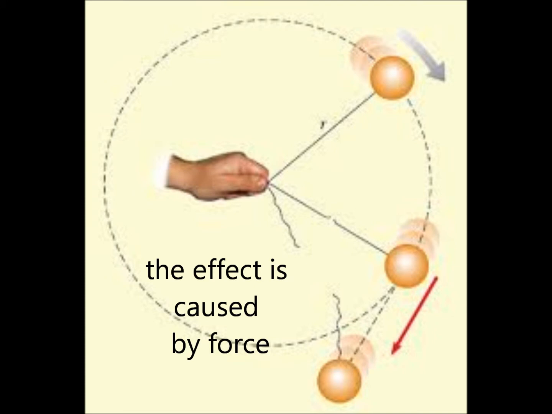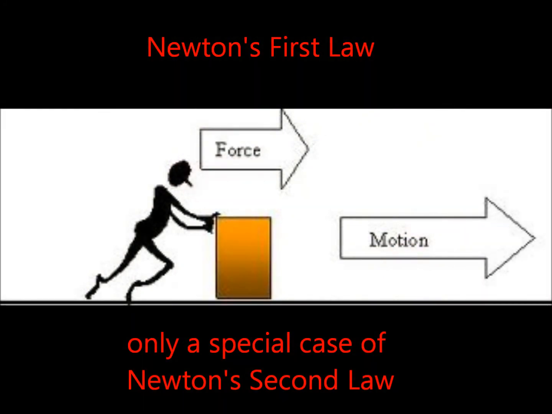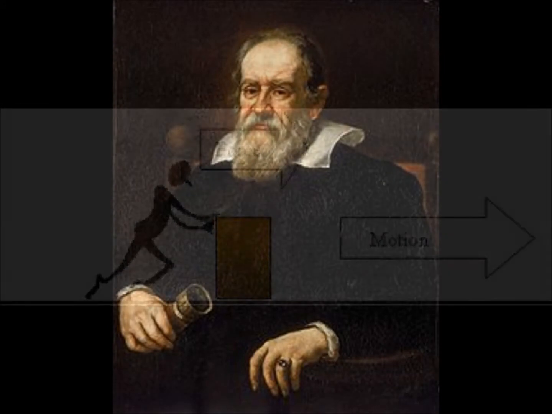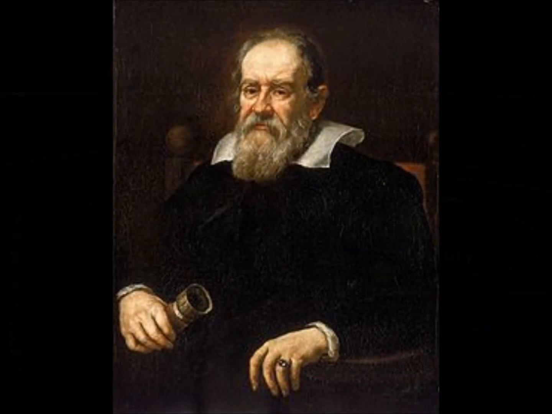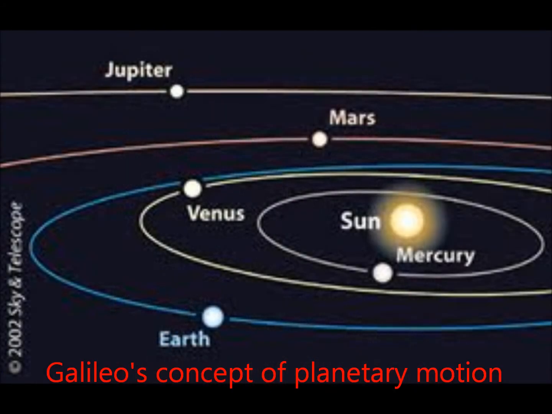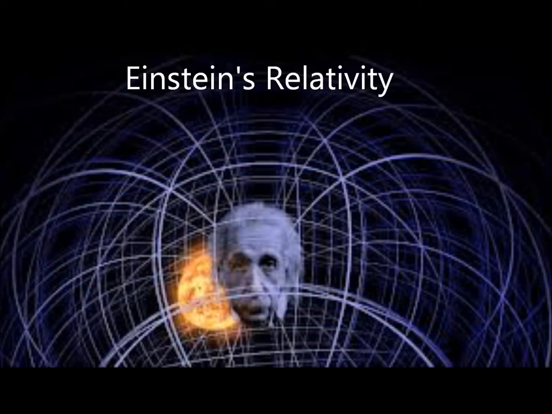From this, we can assume that motion in a straight line is only a special case of Newton's second law, while generally everything in the universe moves about inertial frames of natural and force-free circular motion. Accordingly, the axial rotations of celestial bodies and their orbits are the products of inertia. So how can we explain special relativity and general relativity according to these principles of motion?